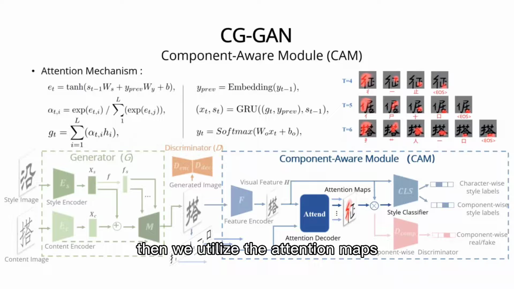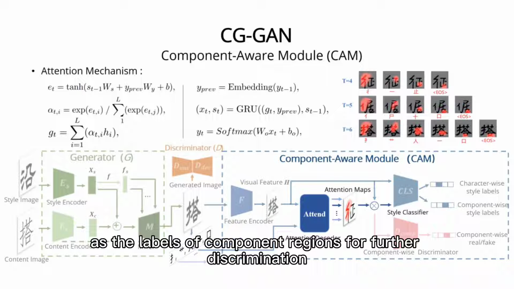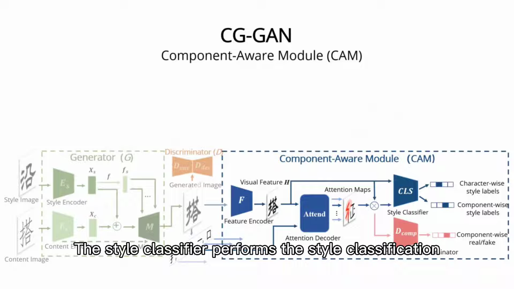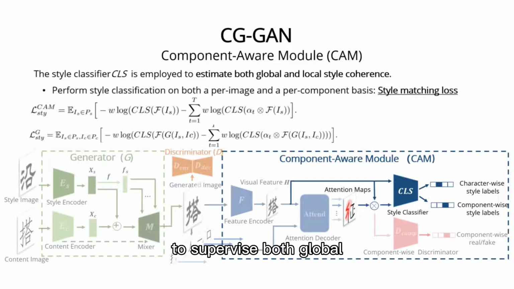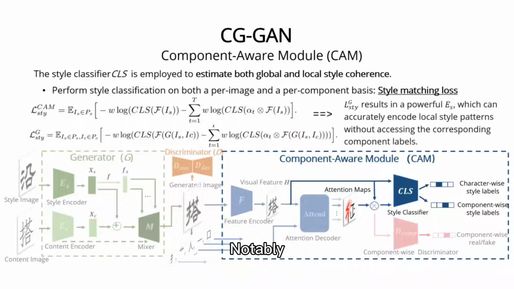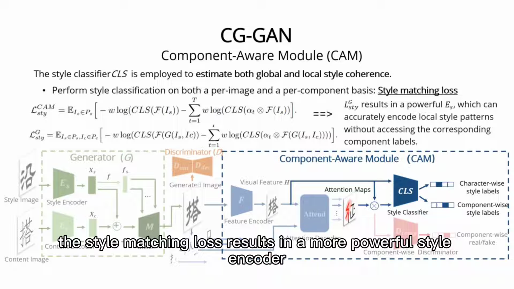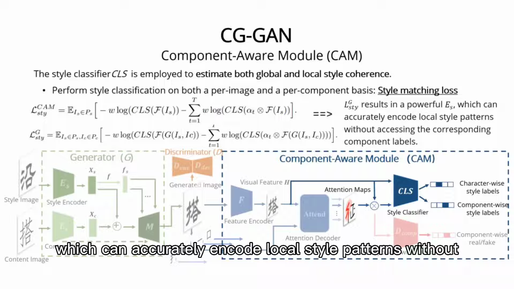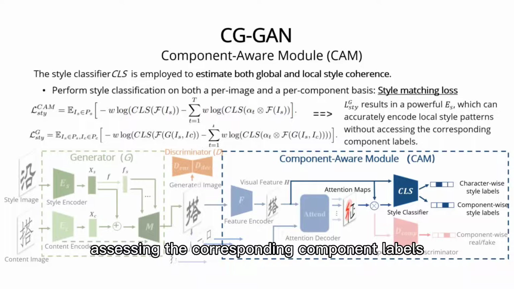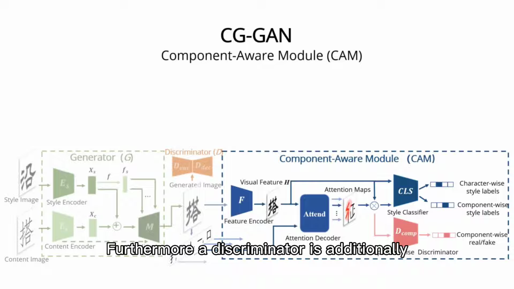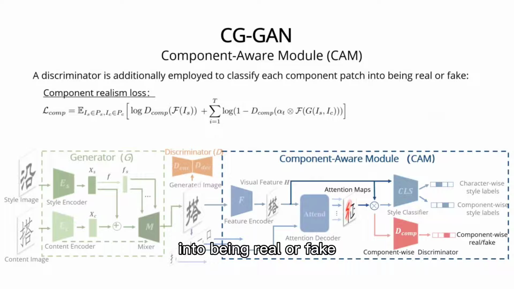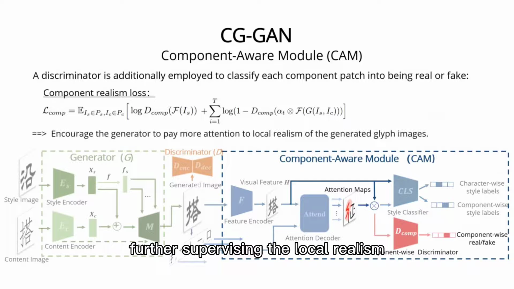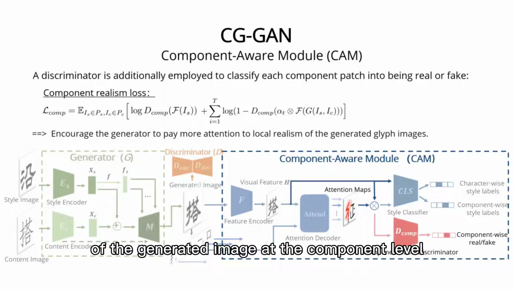Then, we utilize the attention maps as the labels of component regions for further discrimination. The style classifier performs style classification on both a per-image and per-component basis to supervise both global and local style coherence, denoted as the style matching loss. Notably, the style matching loss results in a more powerful style encoder, which can accurately encode local style patterns without accessing the corresponding component labels. Furthermore, a discriminator is additionally employed to classify each component patch into being real or fake, further supervising the local realism of the generated image at the component level.